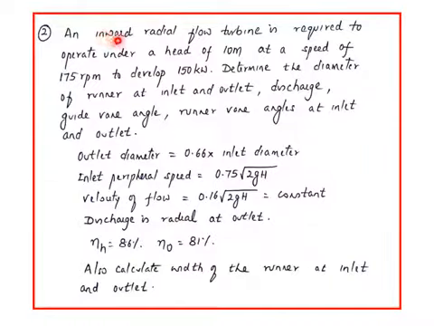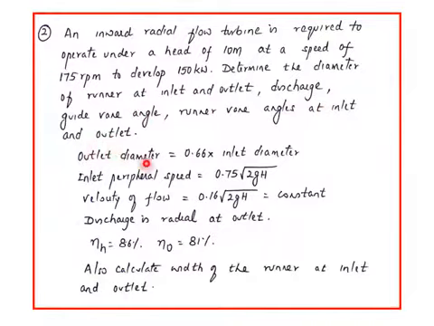Now it is given that an inward radial flow turbine is required to operate under a head of 10 meters. A small model has been constructed and it works under a head of 10 meters. The speed is say 175 rpm to develop 150 kilowatts. So you have to determine the diameter of the runner at the inlet and outlet, also the discharge, guide vane angle, that is alpha, and runner vane angles theta and phi.